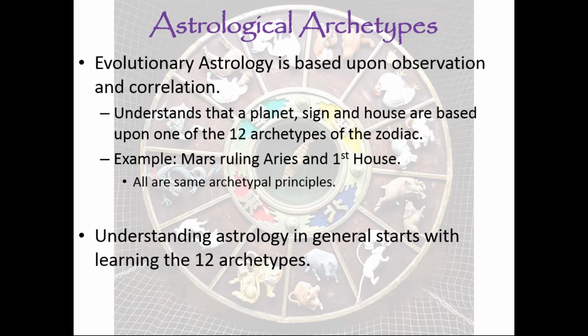For instance, we look at Mars ruling Aries in the first house as one archetype: Mars, Aries, first house, all the same archetypal principles. Jeffrey Green always used to teach, if you learn the 12 archetypes, Aries through Pisces, which is the same as the first through the 12th house, then you will be able to blend a planet, a sign, and a house when you're grounded in those 12 archetypes. So I just wanted to review that for you.